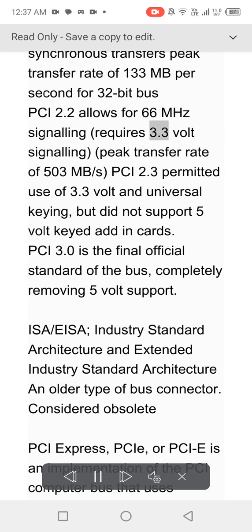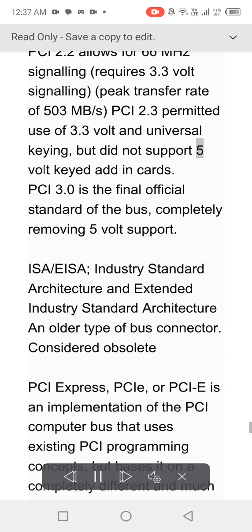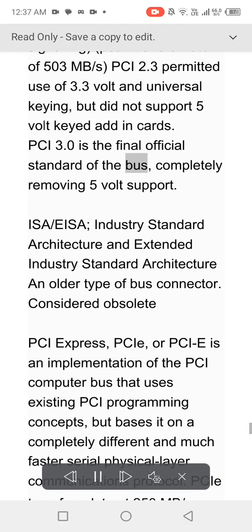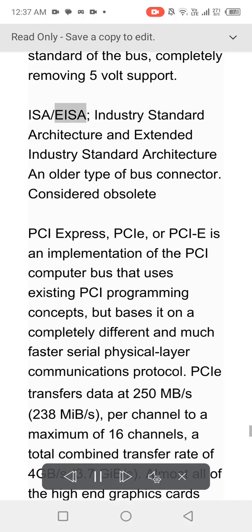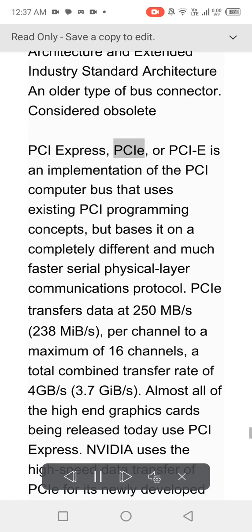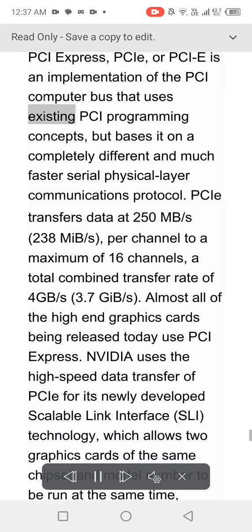It requires 3.3 volt signaling, with a peak transfer rate of 533 megabytes per second. PCI 2.3 permitted use of 3.3 volt and universal keying, but did not support 5 volt keyed add-in cards. PCI 3.0 is the final official standard of the bus, completely removing 5 volt support. ISA/EISA, Industry Standard Architecture and Extended Industry Standard Architecture, is an older type of bus connector. Considered obsolete.